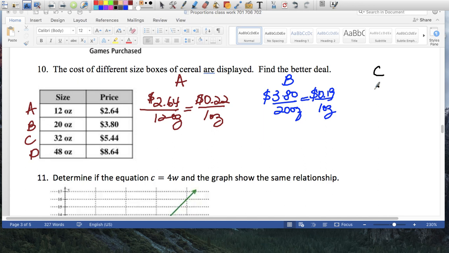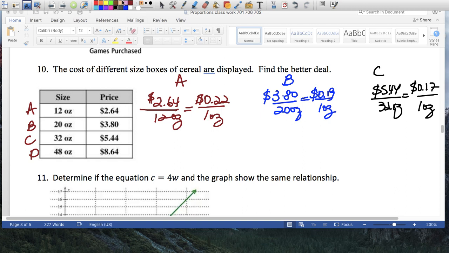C, it's $5.44 for 32 ounces. So if we simplify that to 1 ounce, it's just divided by 32. 5.44 divided by 32 equals 17 cents an ounce.